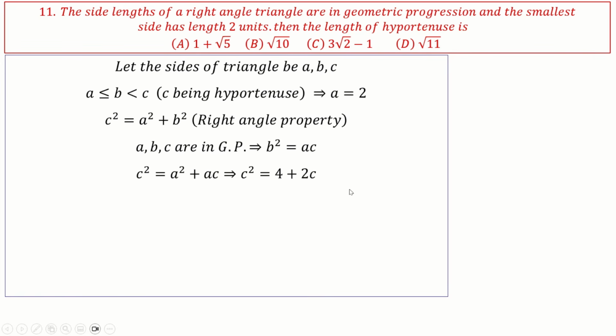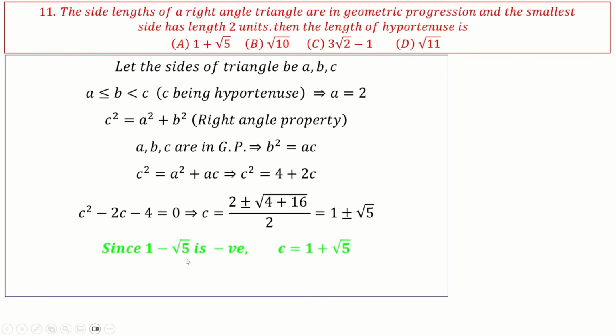Now we have a quadratic equation. Just solve it. C is nothing but 2 plus or minus square root of 4 plus 16, divided by 2, or 1 plus or minus square root of 5. 1 minus square root of 5 will give you a negative value. A side cannot be negative, so you ignore that. So C is equal to 1 plus square root of 5. That's the answer. C is the hypotenuse. So option A is correct.